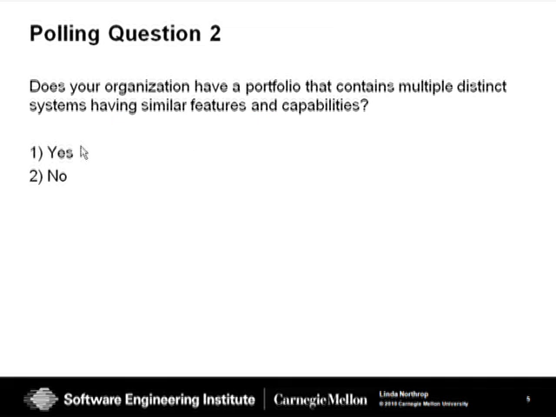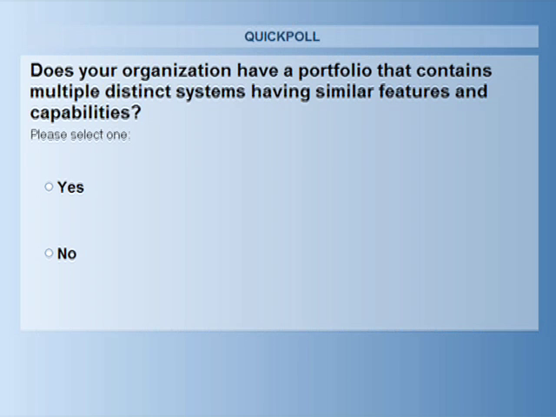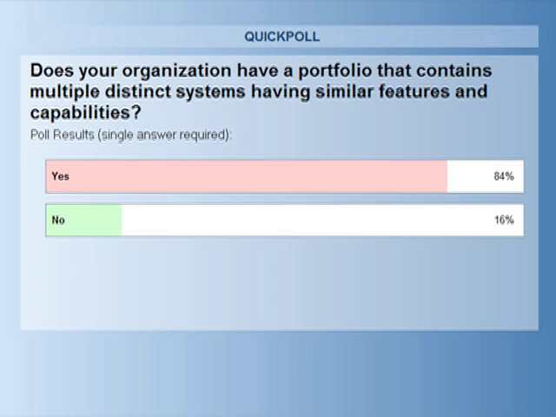Okay, folks, another quick polling question for you. And that question is, does your organization have a portfolio that contains multiple distinct systems having similar features and capabilities? Okay, and looks like most of us do.